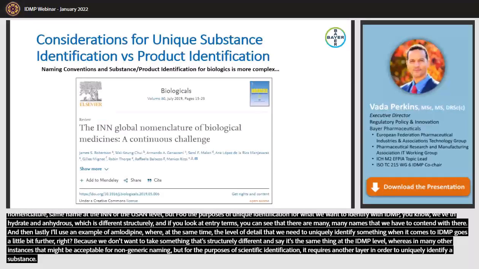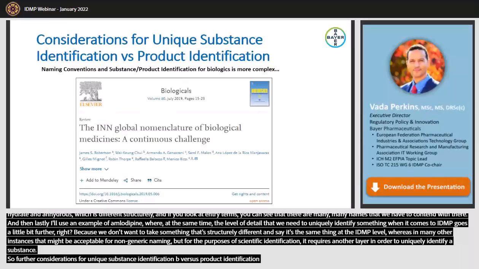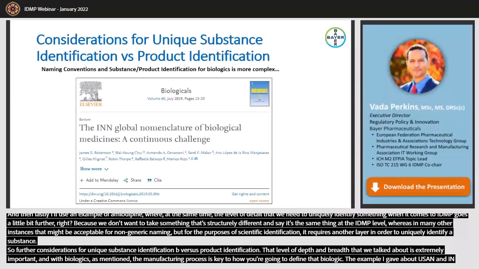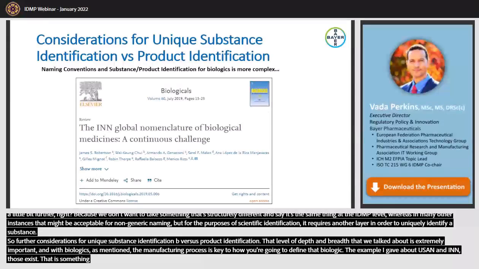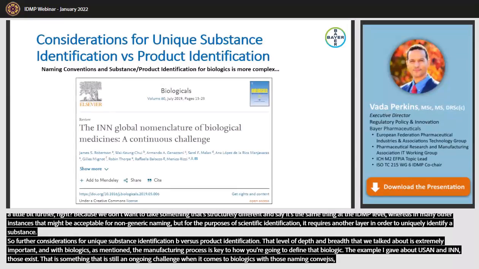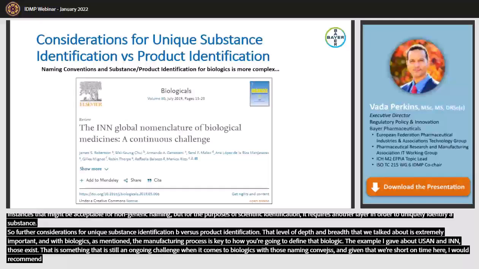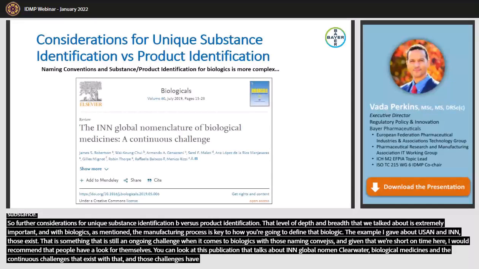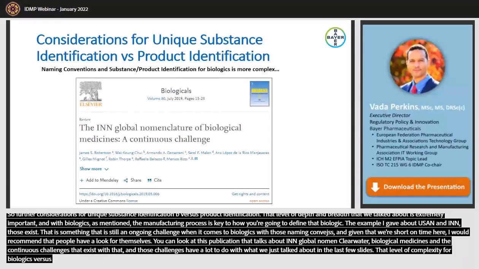So further considerations for unique substance identification versus product identification. That level of depth and breadth that we talked about is extremely important. And with biologics, as mentioned, the manufacturing process is key to how you're going to define that biologic. The examples I gave about USAN and INN, those exist. That is something that is still an ongoing challenge when it comes to biologics with those naming conventions. And given that we're short on time here, I would recommend that people have a look for themselves. You can look at this publication that talks about INN global nomenclature of biological medicines and the continuous challenges that exist with that. And those challenges have a lot to do with what we just talked about in the last few slides, that level of complexity for biologics versus simple chemicals, and how do you address those complexities.